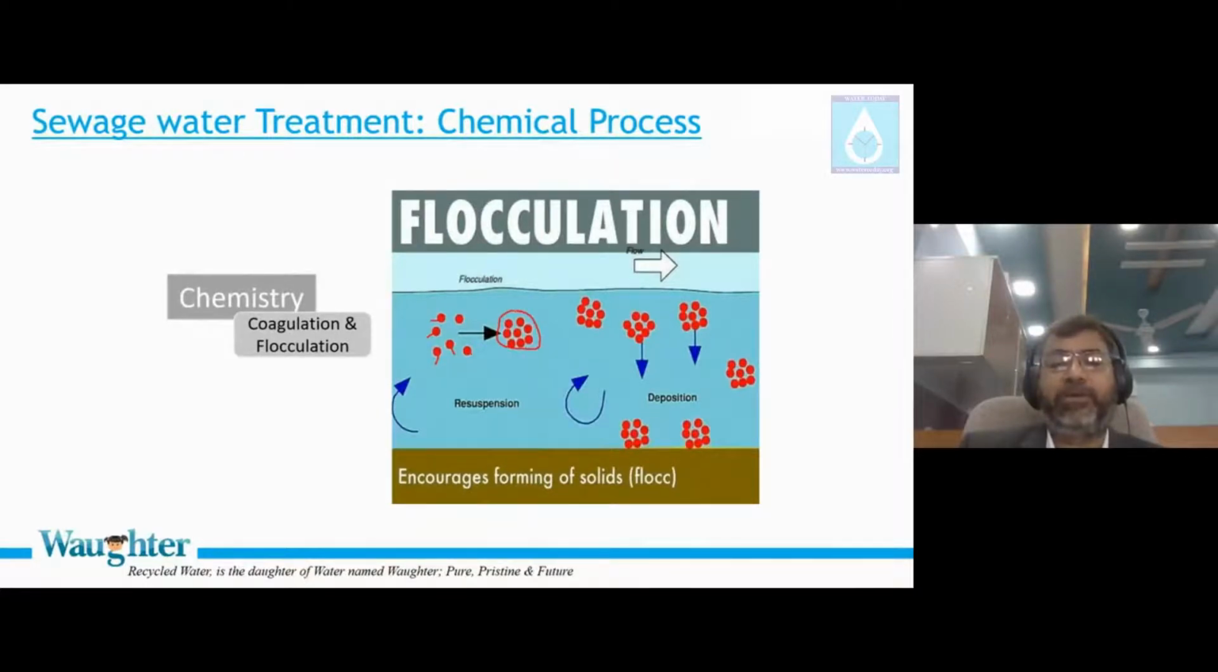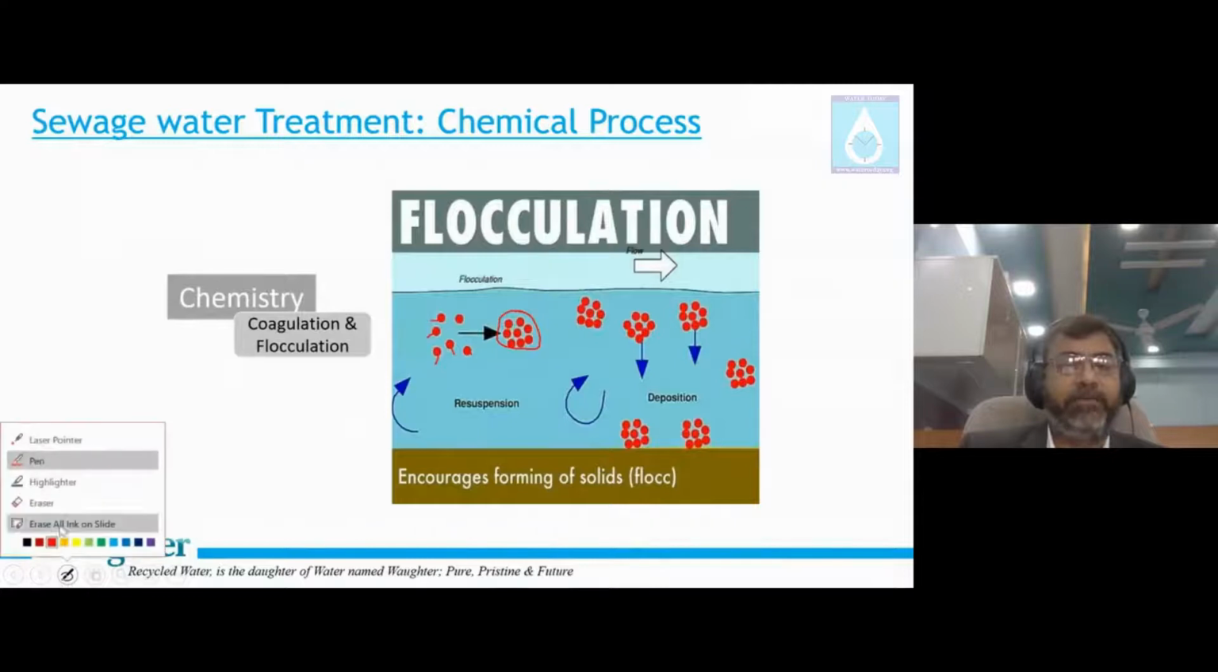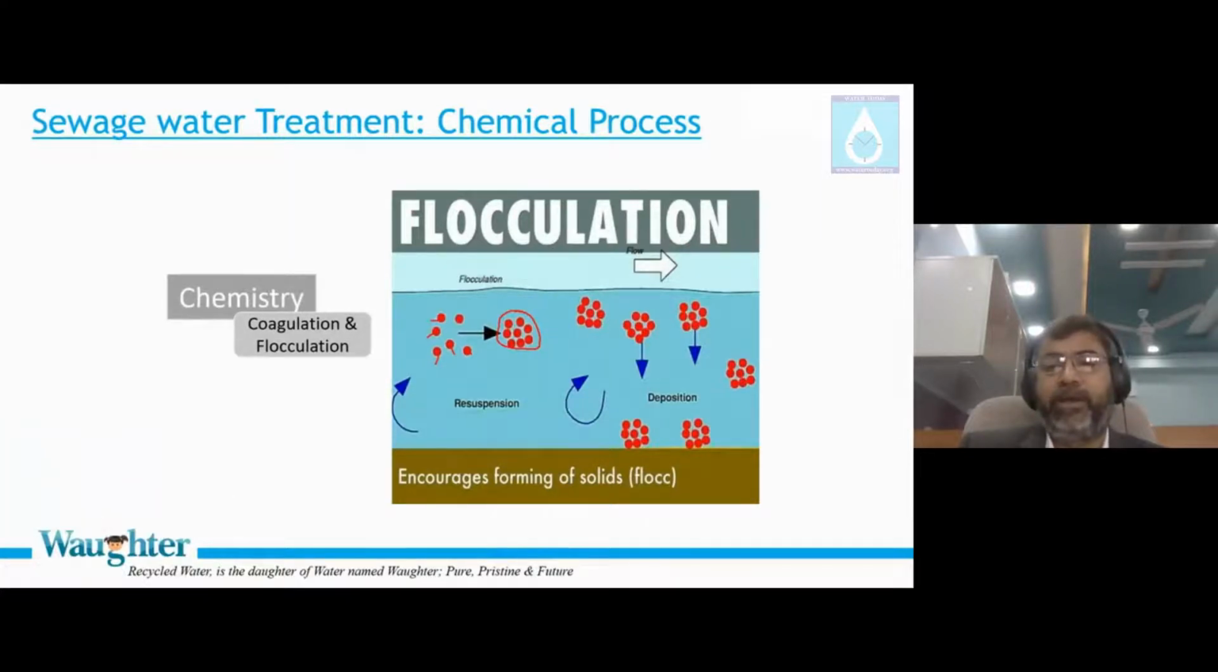But if you want them to do it much faster, if you can provide a synthetic material like maybe polyacrylamide. So I'm just drawing polyacrylamide here. You can see I have drawn polyacrylamide. So if you put a polyacrylamide as a long chain polymer, it will start binding all these kind of materials together. And that process is known as flocculation.